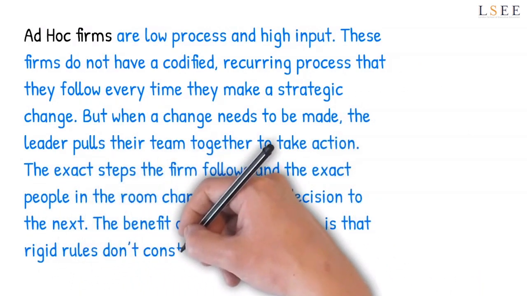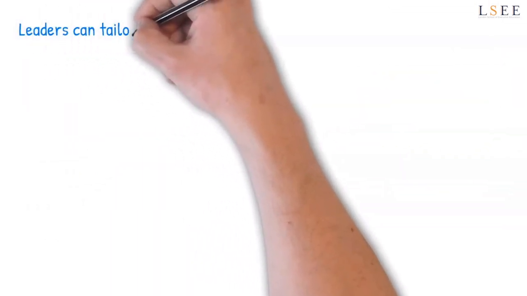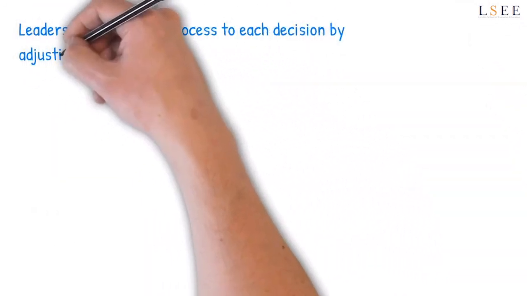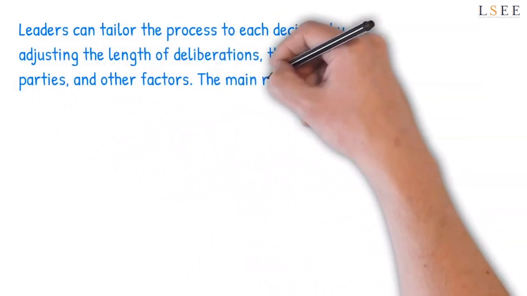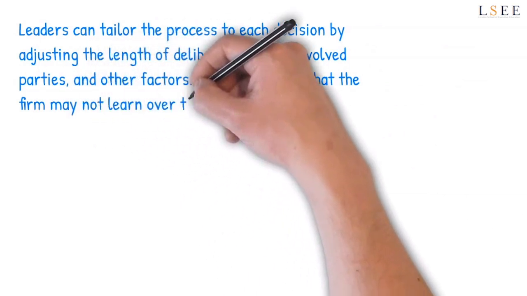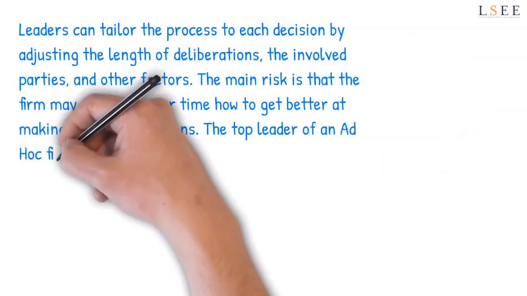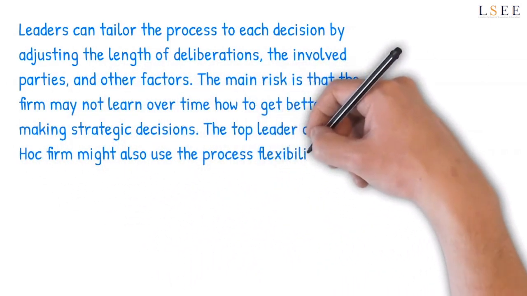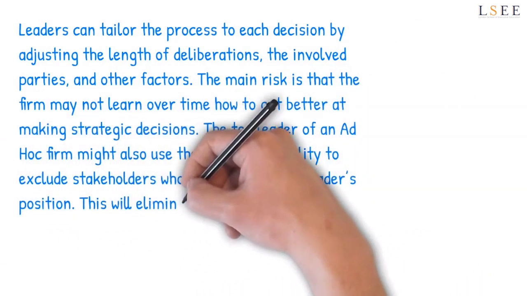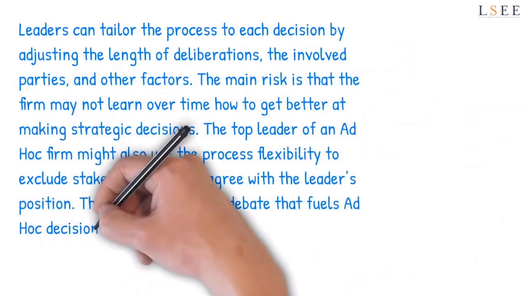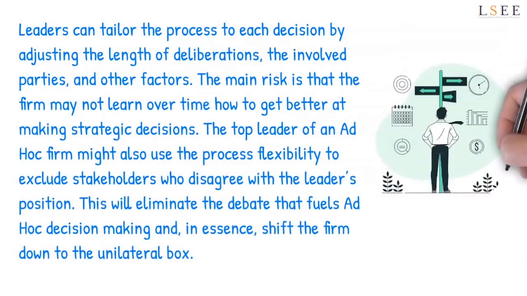The benefit of an ad hoc system is that rigid rules don't constrain the firm. Leaders can tailor the process to each decision by adjusting the length of deliberations, the involved parties, and other factors. The main risk is that the firm may not learn over time how to get better at making strategic decisions. The top leader of an ad hoc firm might also use the process flexibility to exclude stakeholders who disagree with the leader's position. This will eliminate the debate that fuels ad hoc decision-making and, in essence, shift the firm down to the unilateral box.